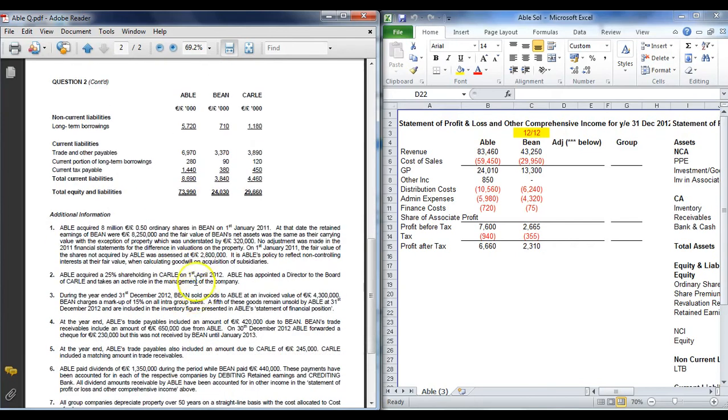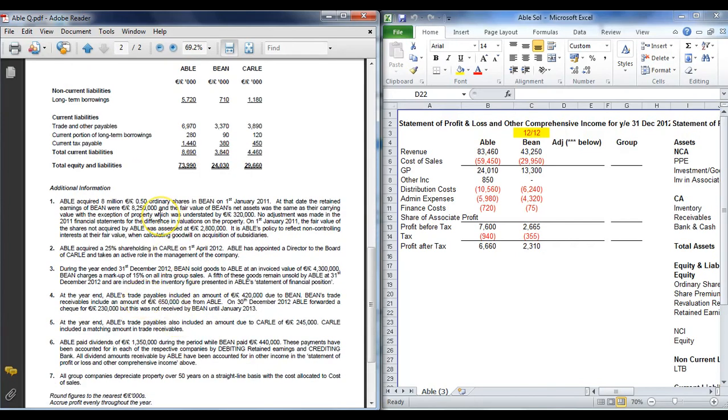So then we just go to all of the additional notes. So we have 7 notes. I typically tell students make sure you look through each of the notes first before you start the question, because some of the notes may be interlinked. So we'll just briefly go down through the question.